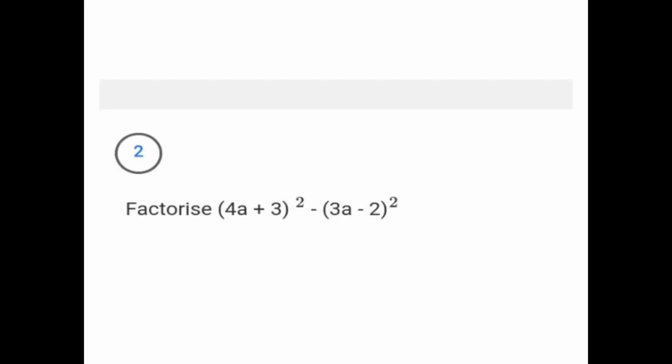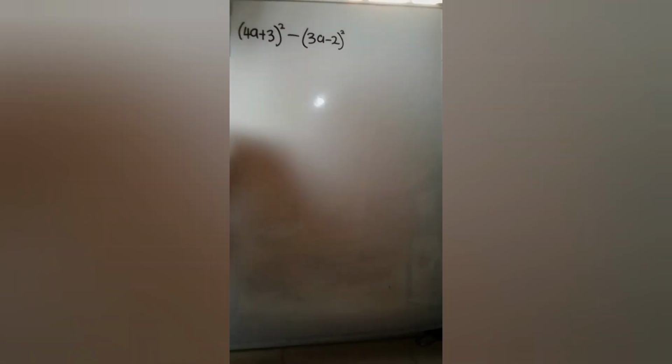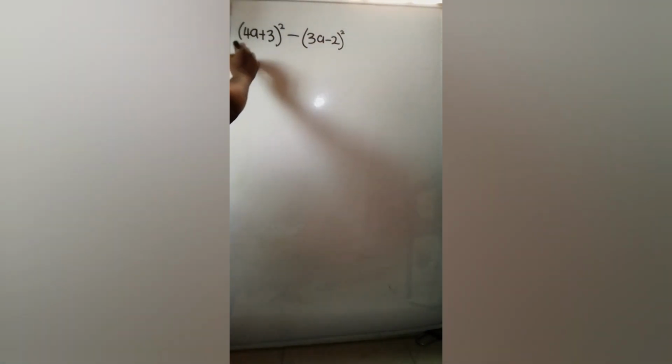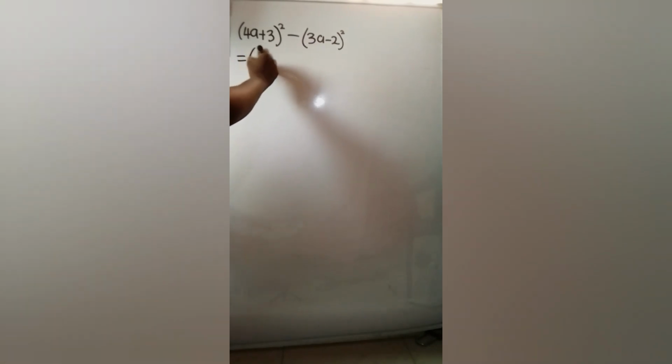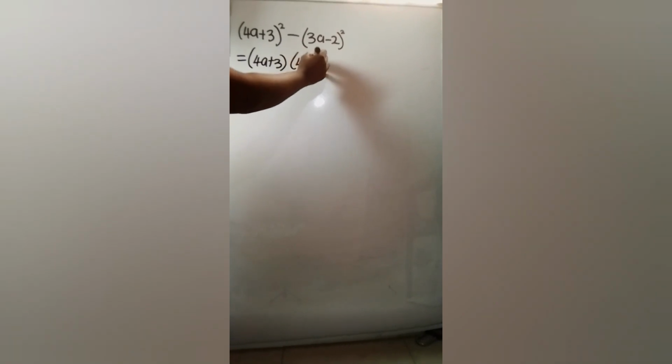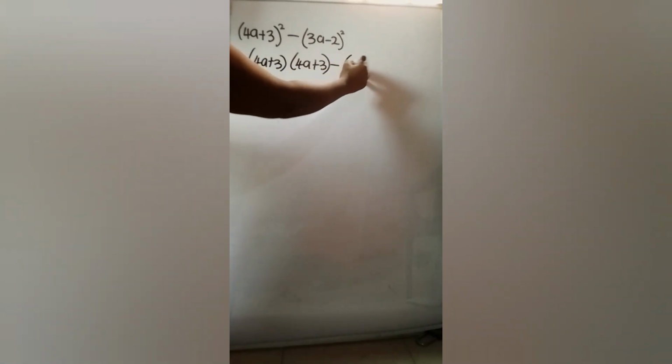Number 2. Factorize (4a plus 3) all squared, minus (3a minus 2) all squared. So we start. We are going to expand both of them. So this is equal to (4a plus 3)(4a plus 3) minus (3a minus 2)(3a minus 2).